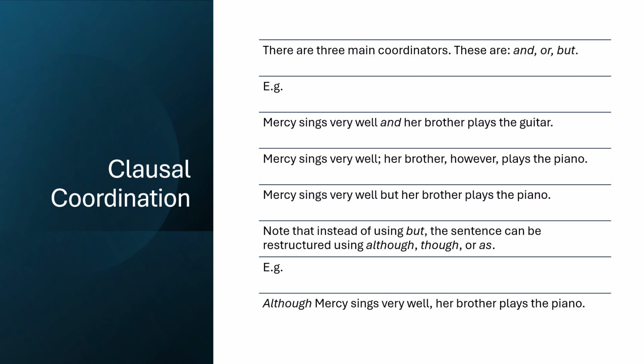So there are three main coordinations that we have looked at, and we have broken them down as we went along. So you see: Mercy sings well and her brother plays the guitar. So these are clauses. Mercy sings well; her brother, however, plays the guitar. Now, this kind of link was done with a semicolon. So it tells you that even a semicolon can be used to coordinate. Then: Mercy sings well, but her brother plays the piano. We have tried to discuss this under adversative. Note that instead of using but, the sentence can be structured using although, though, or as. So: although Mercy sings well, her brother plays the piano.